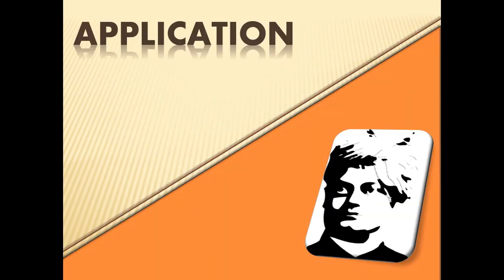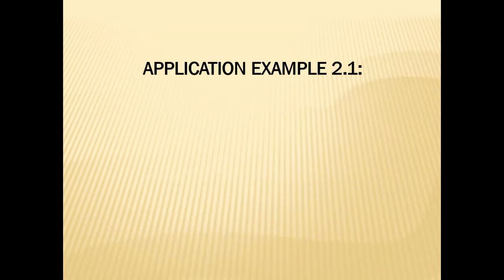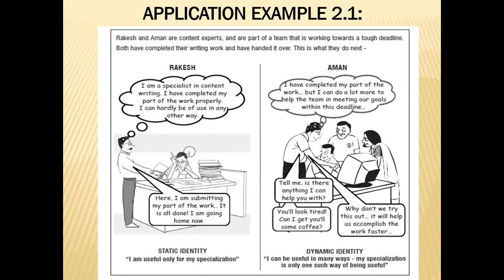Let's go to the applications for this identity. Let's see identity application 2.1. Over here, Rakesh and Aman are there. Let's see how they differ. Rakesh and Aman are content experts. They are experts in the content and are part of a team that is working together on a tough deadline. Both have completed their writing work and handed it over. This is what they do next. Now they are both very capable, and they complete their work.